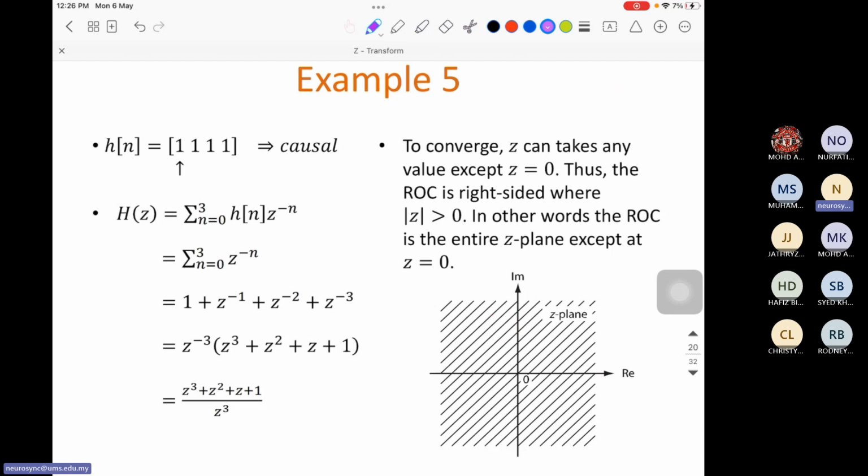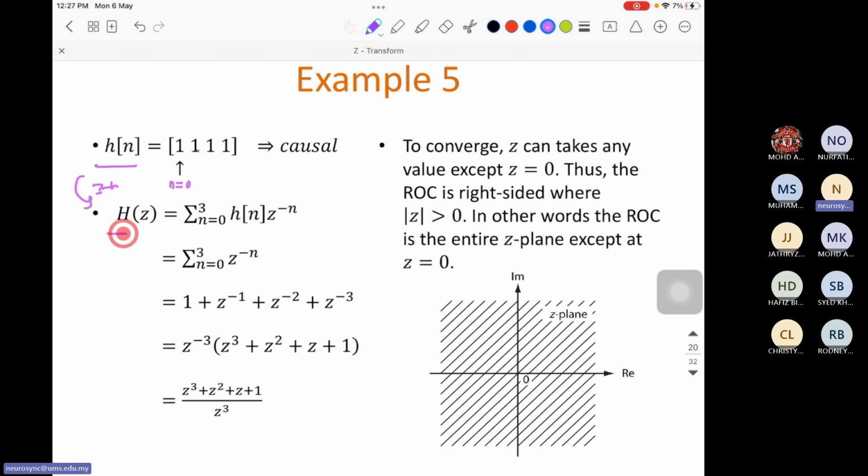Okay, now let us take another example. Suppose this sequence is given, h(n) equal to 1 1 1 1. The arrow here means n equal to 0. Now find out whether the system is causal, anti-causal or non-causal. Okay, now apply the z transform here.